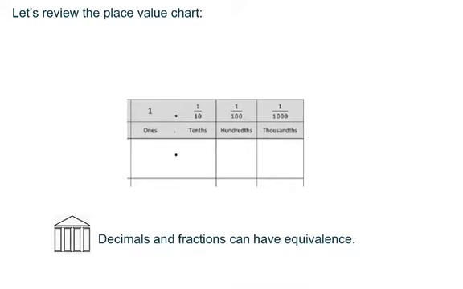Okay, let's review the place value chart. So here I've put in this place value chart, and you see that it is labeled. We have tenths, we have hundredths, and we have thousandths. And here we have the fraction form. Tenths would be 1 over 10. Hundredths would be 1 over 100. And thousandths would be 1 over 1,000. So now what I'd like to do is convert these and make the equivalents in decimal form.